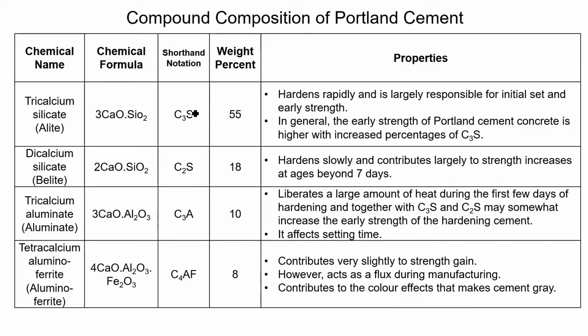Like C3S: due to the presence of C3S, cement hardens rapidly and it is largely responsible for initial set and early strength. So we may say with a higher percentage of C3S, the early strength will be higher. The other compound is C2S. Due to the presence of C2S, cement hardens slowly and contributes largely to strength increase at age beyond 7 days. That is the strength at later age.